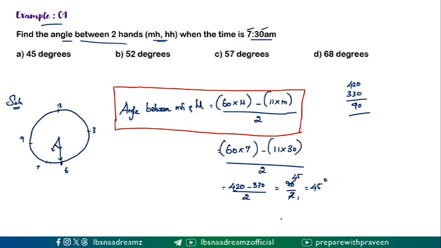So the answer will be option A, 45 degrees. Yes, option A, 45 degrees is the right answer, right? So this is how you have to find the angle between minute hand and the hour hand. They will give a specific time and you have to find the angle between minute hand and the hour hand using this formula, right?